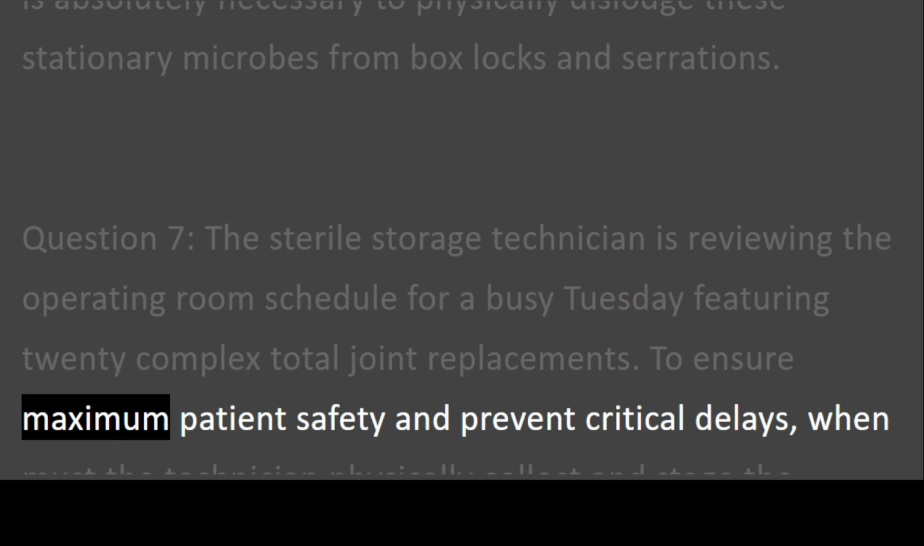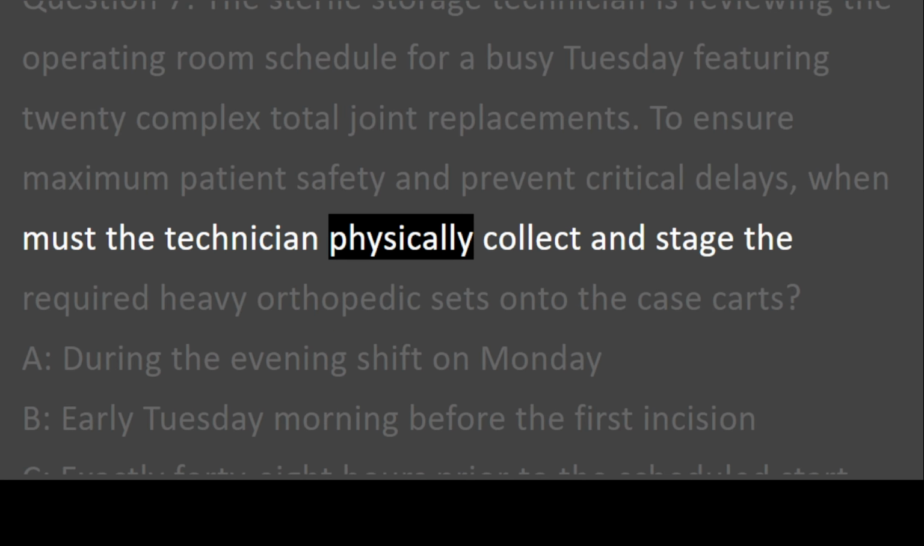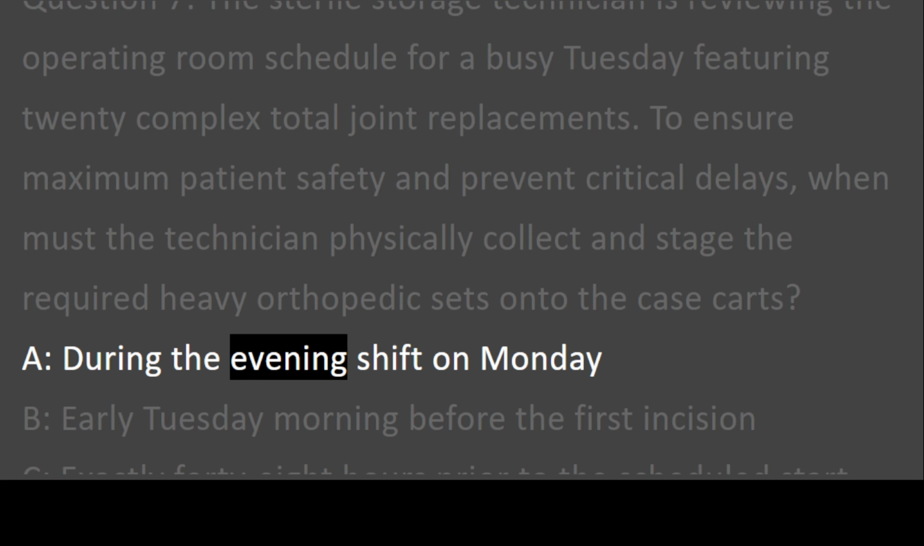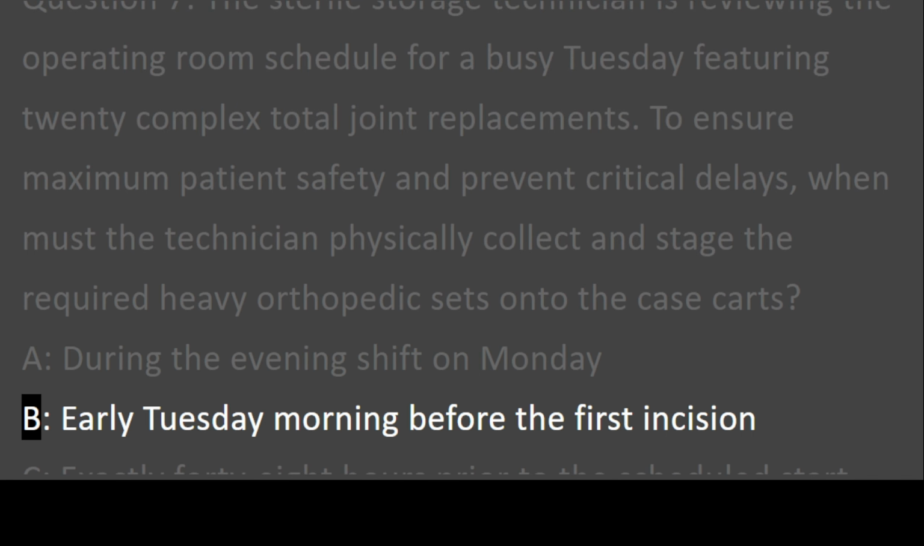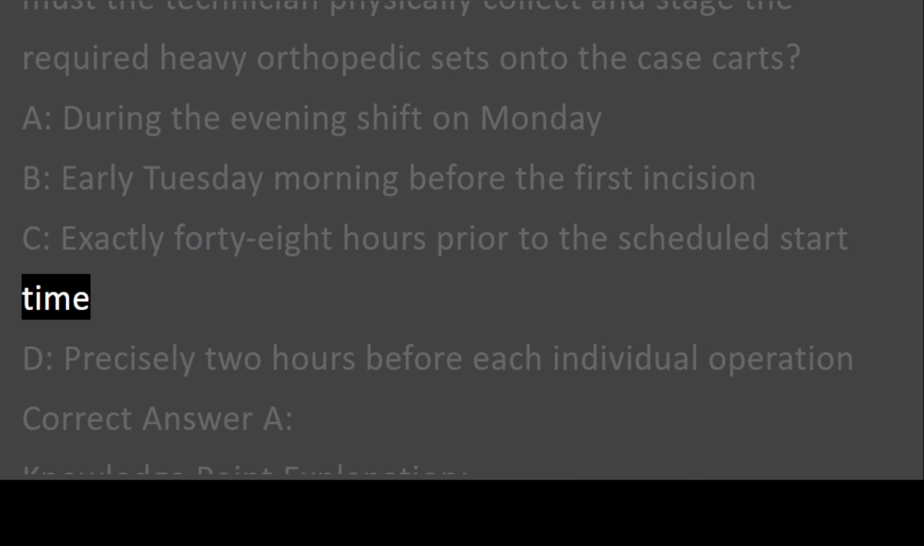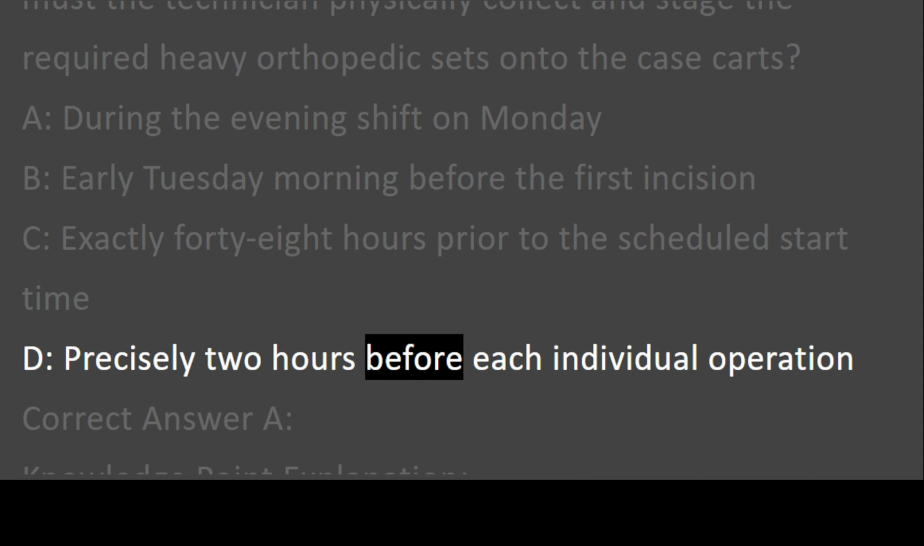To ensure maximum patient safety and prevent critical delays, when must the technician physically collect and stage the required heavy orthopedic sets onto the case carts? A. During the evening shift on Monday. B. Early Tuesday morning before the first incision. C. Exactly 48 hours prior to the scheduled start time. D. Precisely 2 hours before each individual operation.